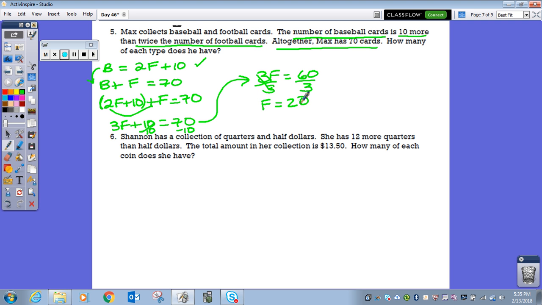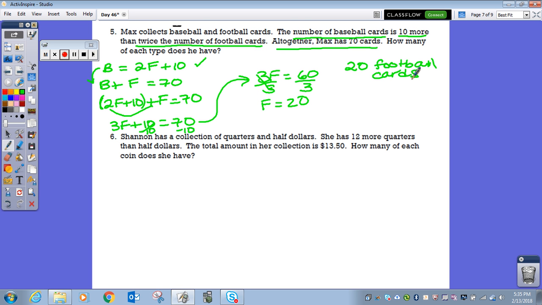It says how many of each type does Max have. So if there's 20 football cards, that's part of my answer, right? 20 football cards, okay? We have to figure out how many baseball cards there are, okay? And so let's figure that out.